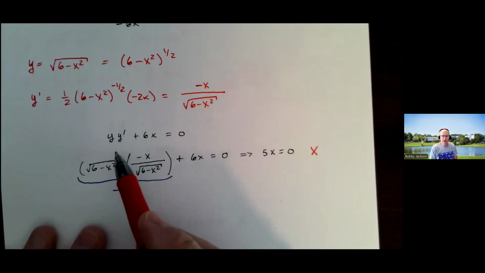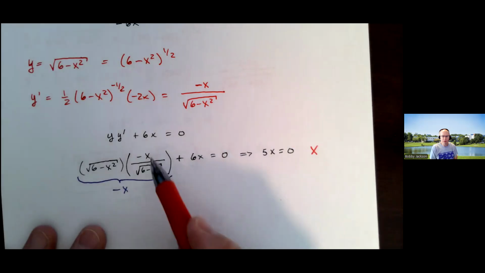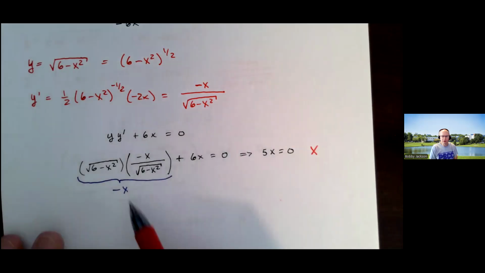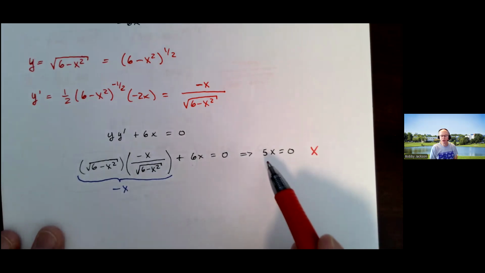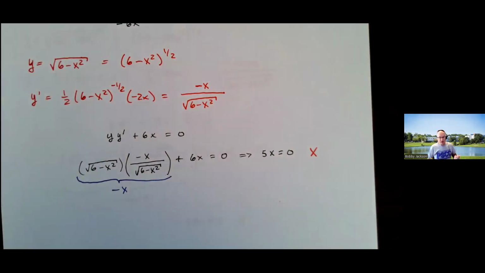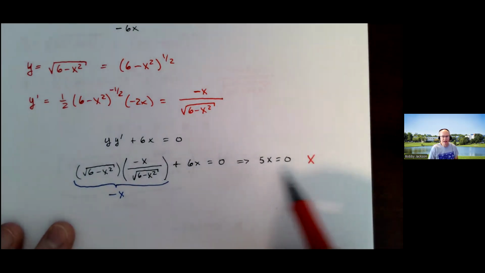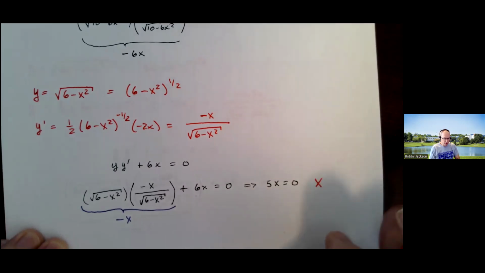All this stuff I can write this way again. And then if I plug this now into the differential equation, y is this, y prime is this, plus 6x equals 0. And notice when I multiply, these cancel, leaving negative x. Well, negative x plus 6x just gives me 5x. Now, 5x equals 0 has a solution, right? X is 0. That's true, but that is only true if x is 0. We want it true for all values of x. It's not an identity. So therefore, this is not a solution to the differential equation.